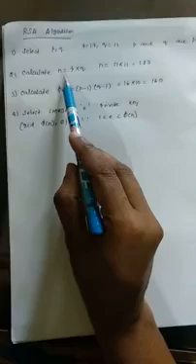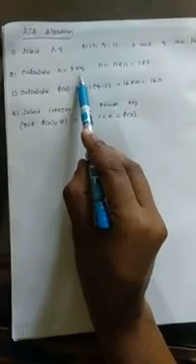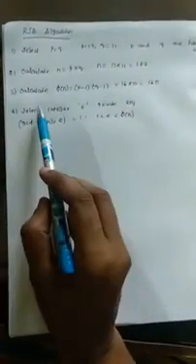The second step in the RSA algorithm is to calculate the value of n. N is nothing but P into Q. So 17 into 11 gives you 187. This is the second step of the RSA algorithm.